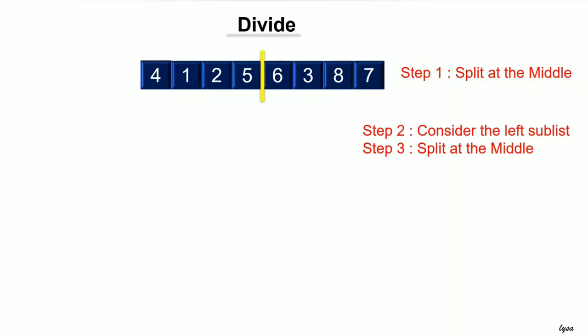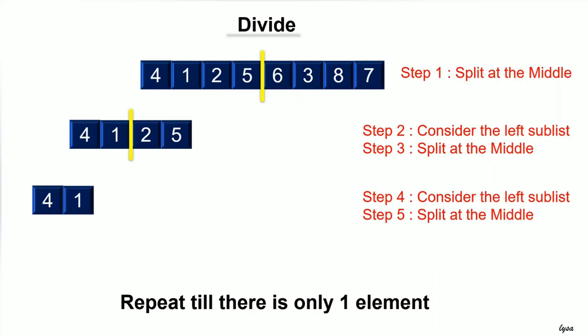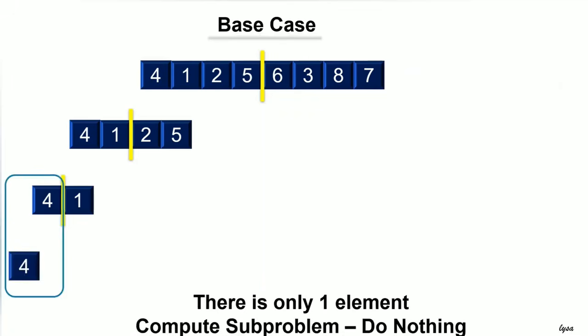Now, the left sublist is considered. Again, I will split it. Please note, I'm not doing any computation. I'm just recursively splitting my list into two. And I have to keep repeating this process till there's only one element. If you remember right, the base case, we stopped when there is one element. So again, I will split it and I will look at the left sublist. I have 4 and 1. Again, I split it till I get a single element, which is 4.